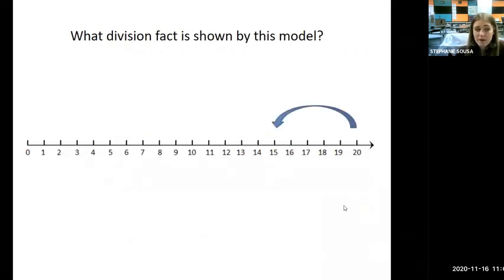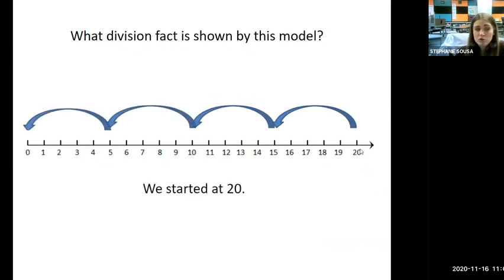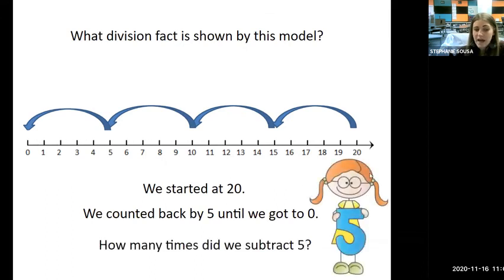Same thing here. We're going to start at 20. We're going to subtract 5. 1, 2, 3, 4, 5, and we do that again and again. We did that 4 times. 1, 2, 3, 4. So 20 divided by 5 is equal to 4.